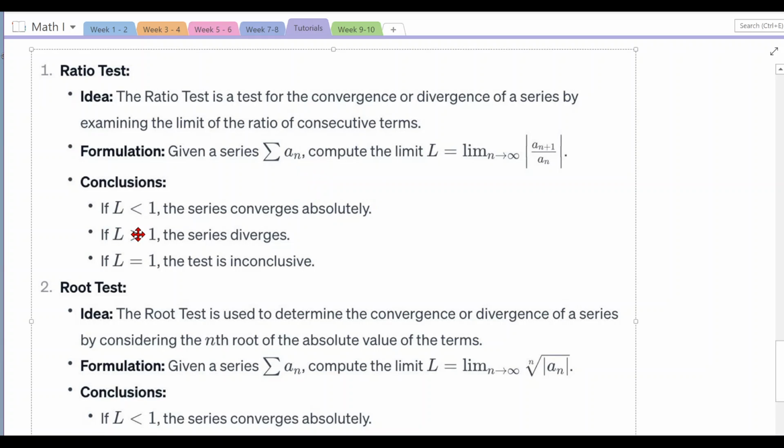If, for example, the L value, or the limit value, is less than 1, then the series will converge absolutely. If L is greater than 1, the series diverges. However, if L equals 1, the test is inconclusive. We can, if you want, highlight it using a line like that. This is number 1. If it is exactly 1, then this will be inconclusive.